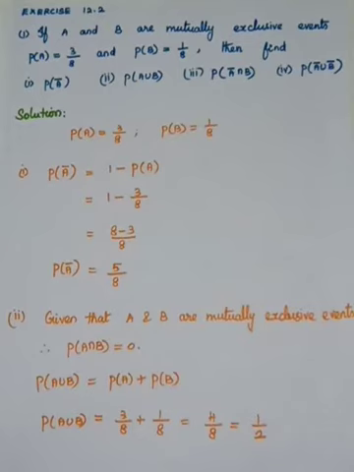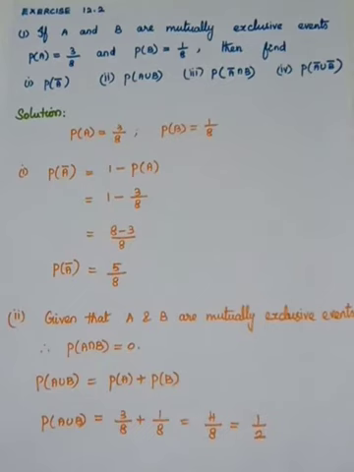First problem: if A and B are mutually exclusive events, P of A is equal to 3 by 8 and P of B is equal to 1 by 8. Then find, first, P of A bar; second, P of A union B; third, P of A bar intersection B; fourth, P of A bar union B bar.